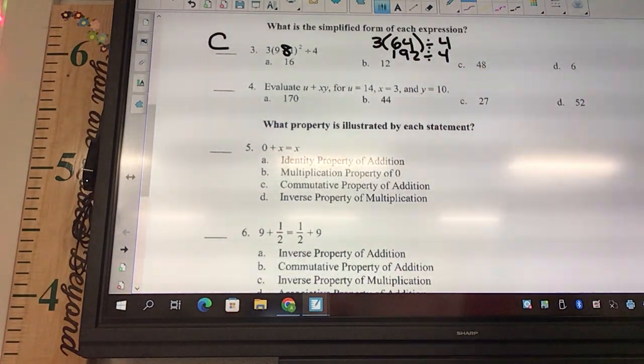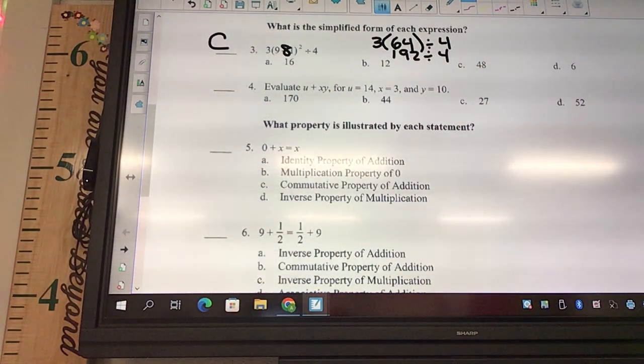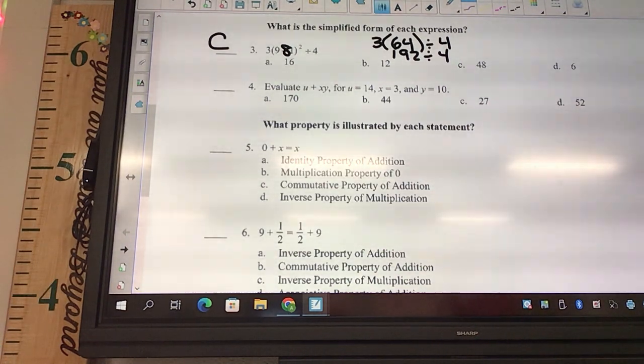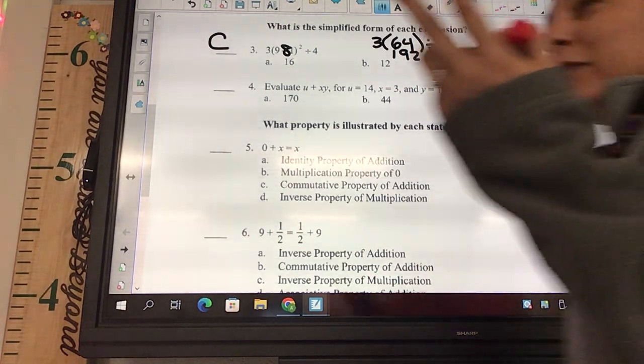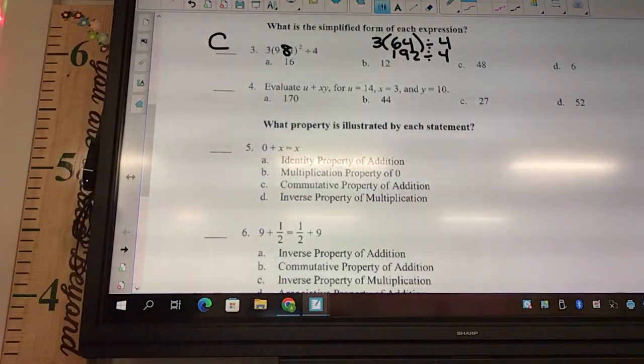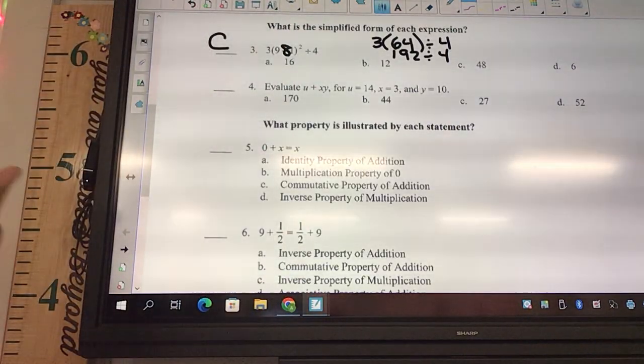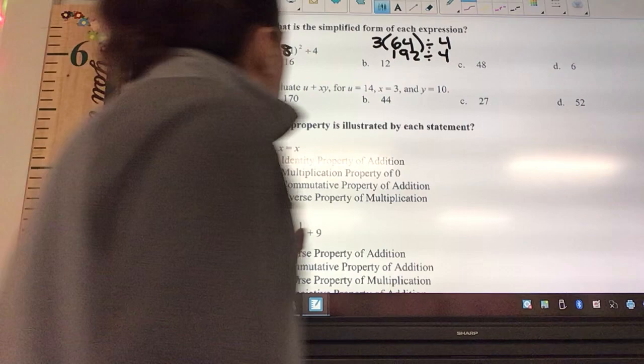Okay. If you don't know your order of operations, I would probably write that on your note sheet. Okay. Your PEMDAS. Okay. You got to do the parentheses. Exponents. Yeah. Multiplication, division, addition, and subtraction. Okay. So if you don't know that, that needs to go on your note sheet.